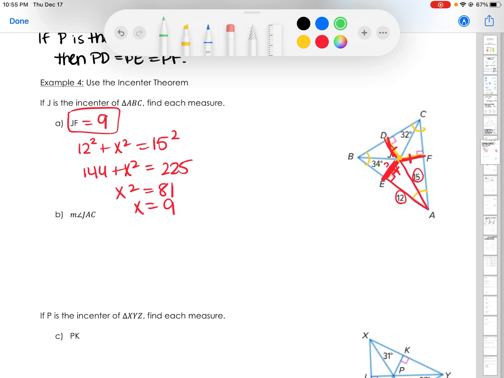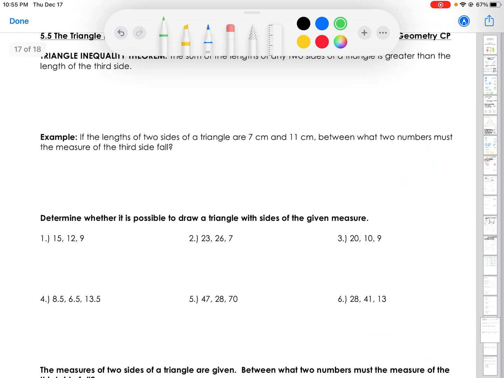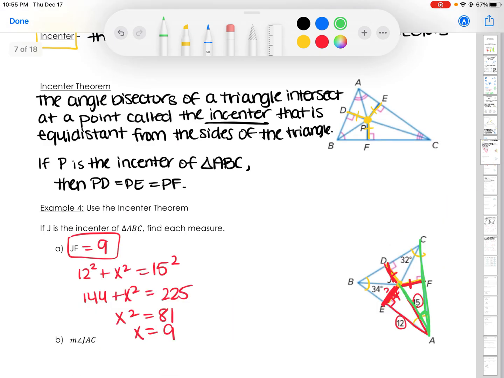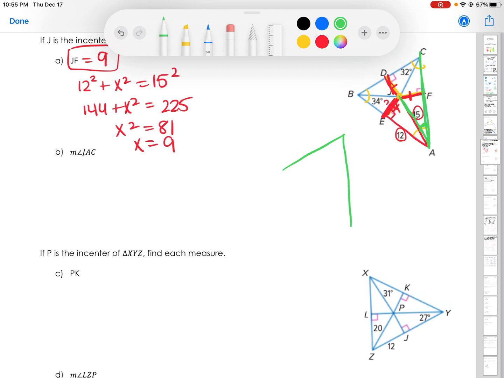The next we want to find is the measure of angle JAC. JAC is this angle right here. Okay, so in order to do that, we're going to have to do a little bit of work first. Let's take a look at the big triangle before I did all this extra drawing on top of it. So let's kind of just redraw ABC. And we see that we have a bisector here, and that's 34, which means this is also going to be 34. We have a bisector here, which is 32, which means this is also 32. And then we have a bisector here, and what we want to know is this portion over here.